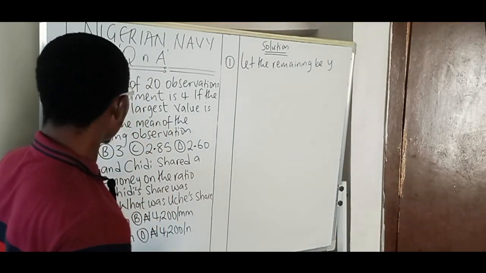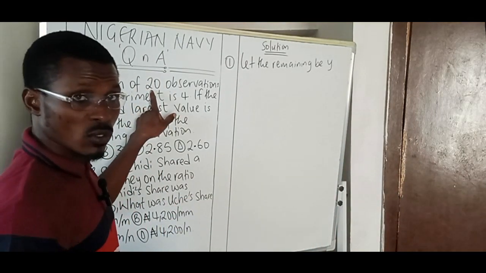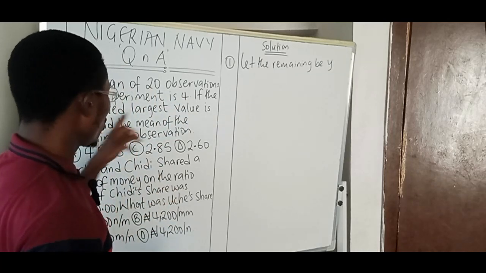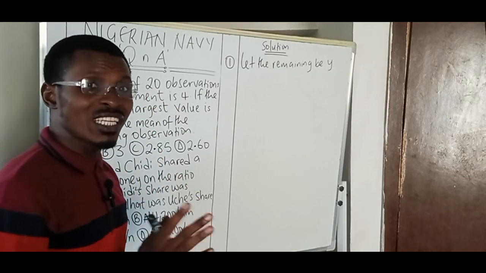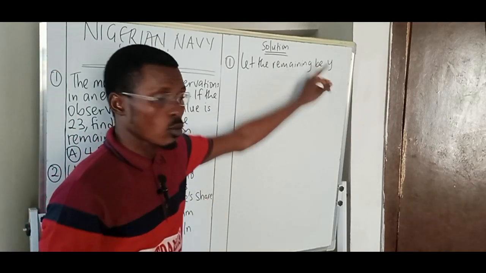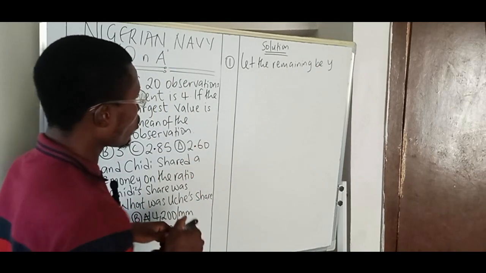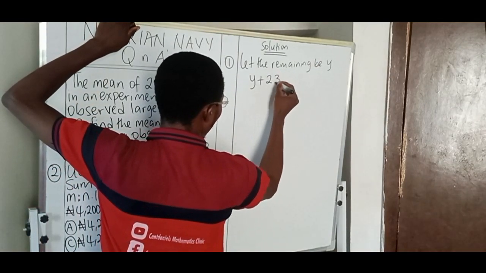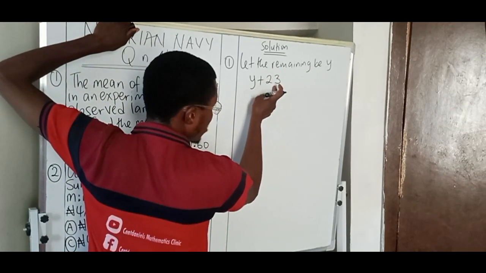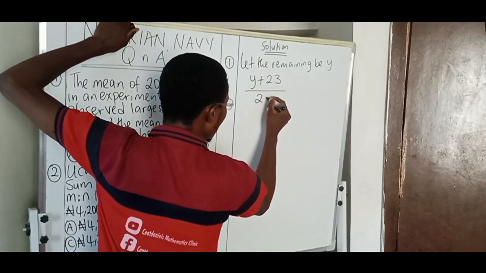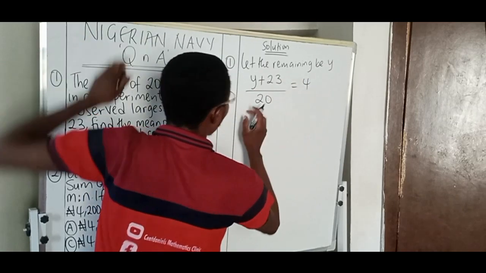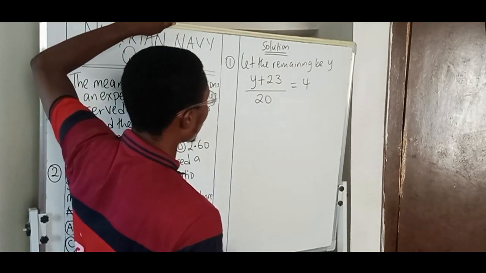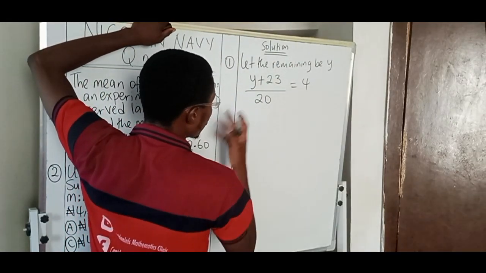Now for number 1, we're told that there were 20 observations, and the mean is given to be 4. We're also given the largest value in the 20 observations, 23. So the remaining 19 we don't know, so we'll let the sum be Y. So how do you come about this 4? This Y, that is the remaining 19, plus the largest, which makes it the 20th observation, over 20 gave us 4. So we're going to solve this equation to get the value of the remaining observation, which is Y.